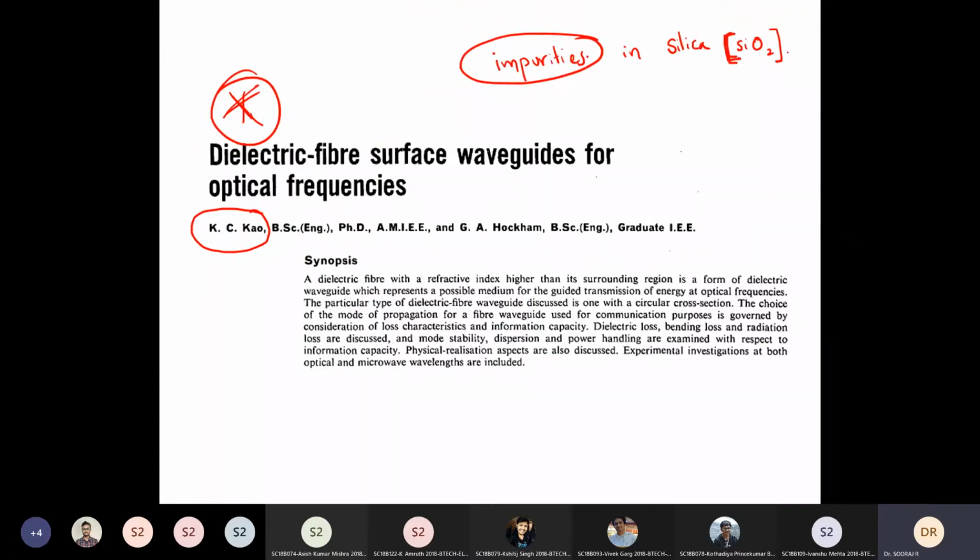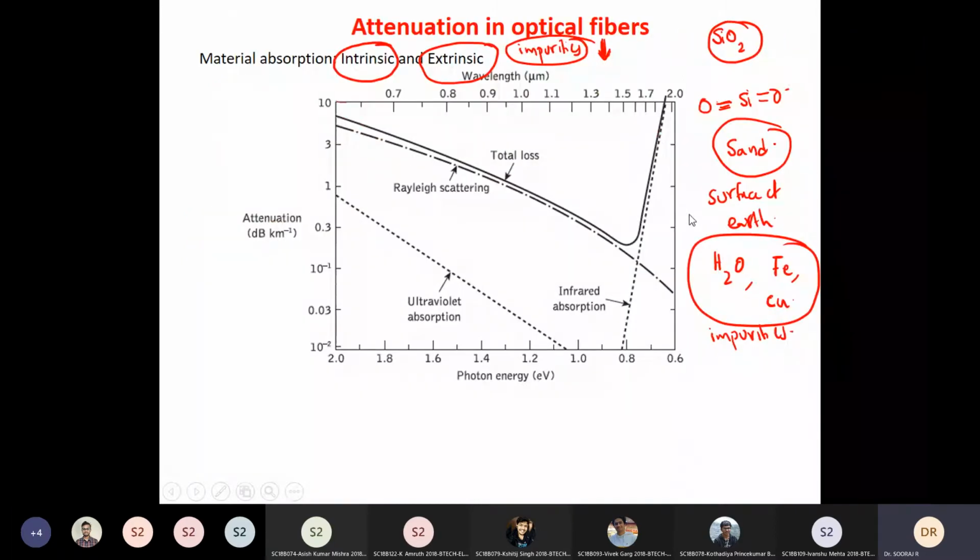I hope all of you have downloaded this paper written by Charles Kao, Dielectric Fiber Surface Waveguides for Optical Frequencies. If you have not downloaded it, please download and read this paper. It's very important. It was in this paper that the author pointed out that the major cause of losses in optical fiber is the presence of impurities in silica. Foreign impurities present in silica can be responsible for what is called material absorption inside optical fibers.